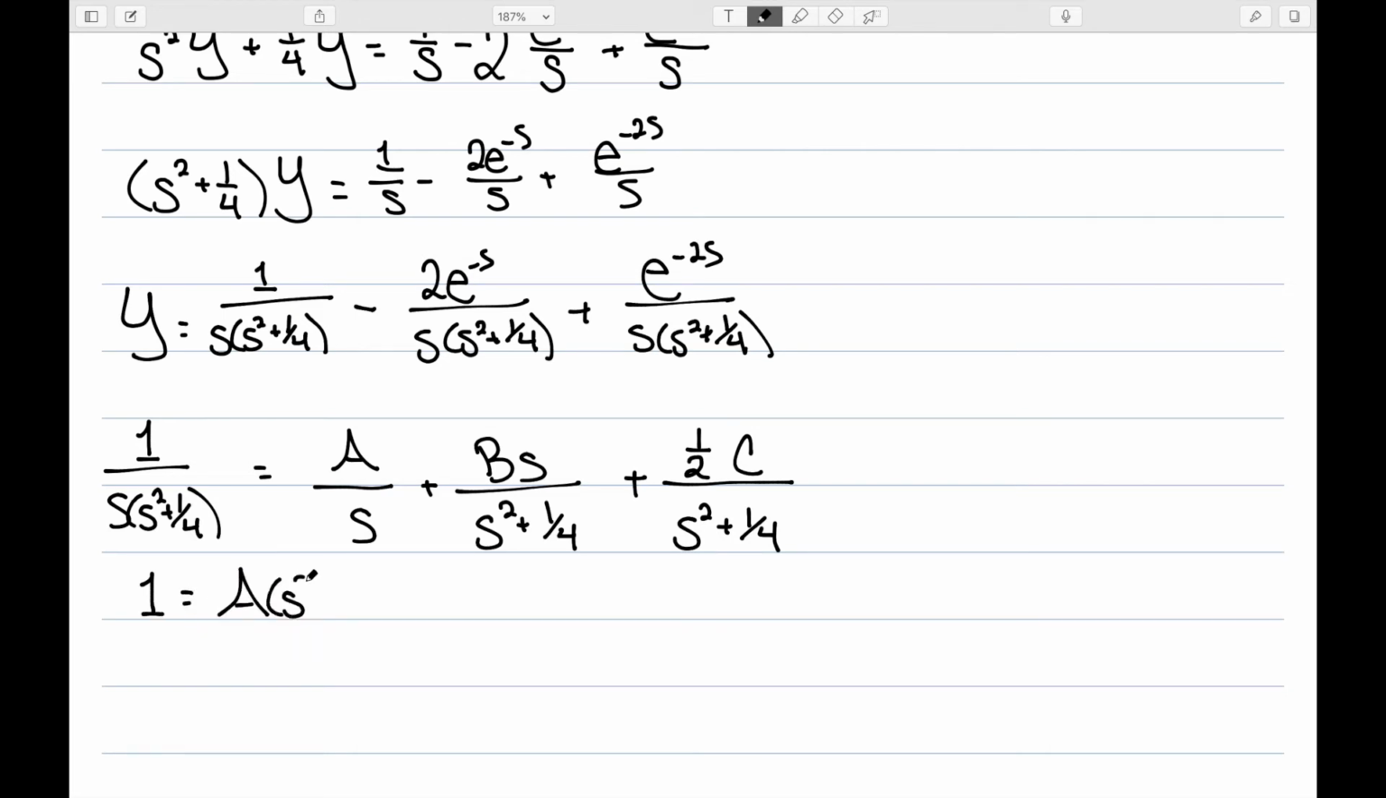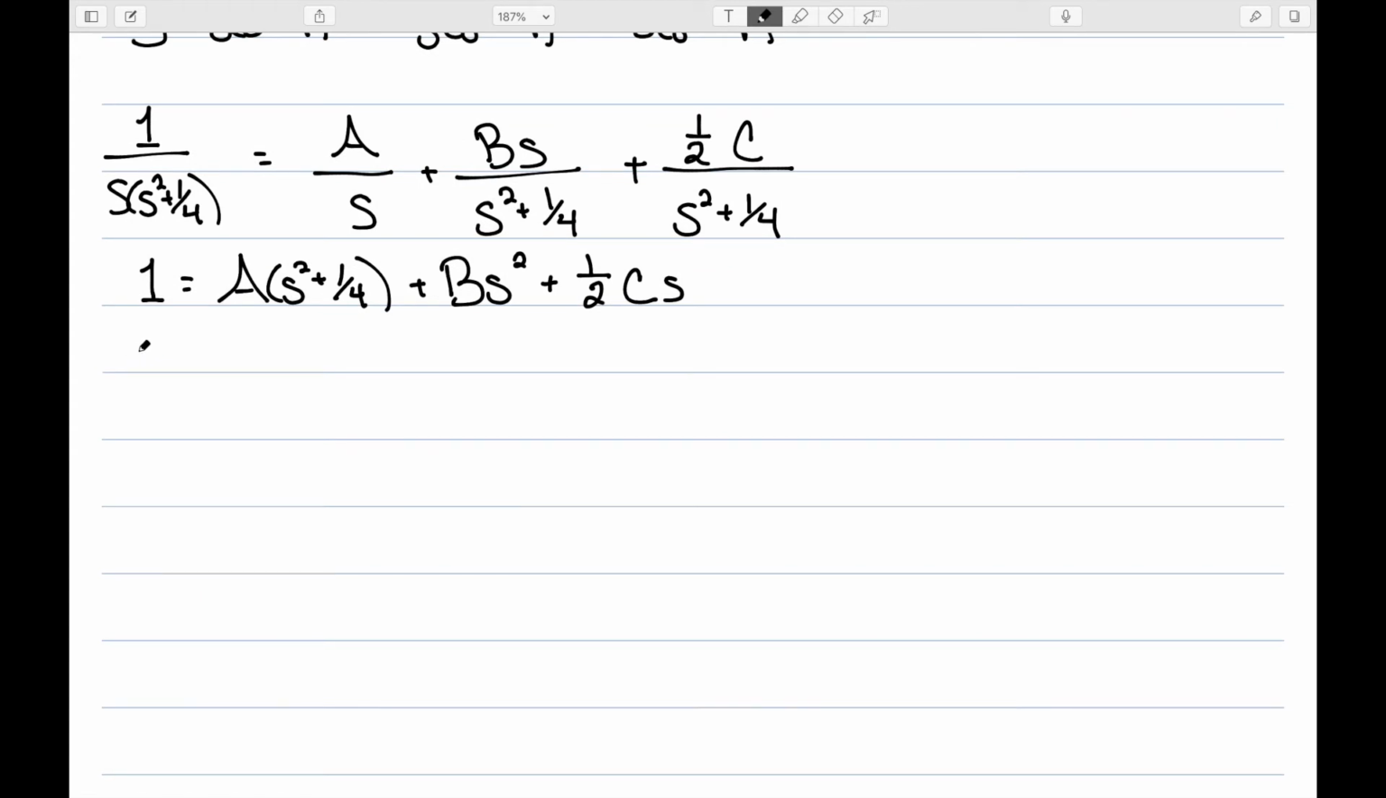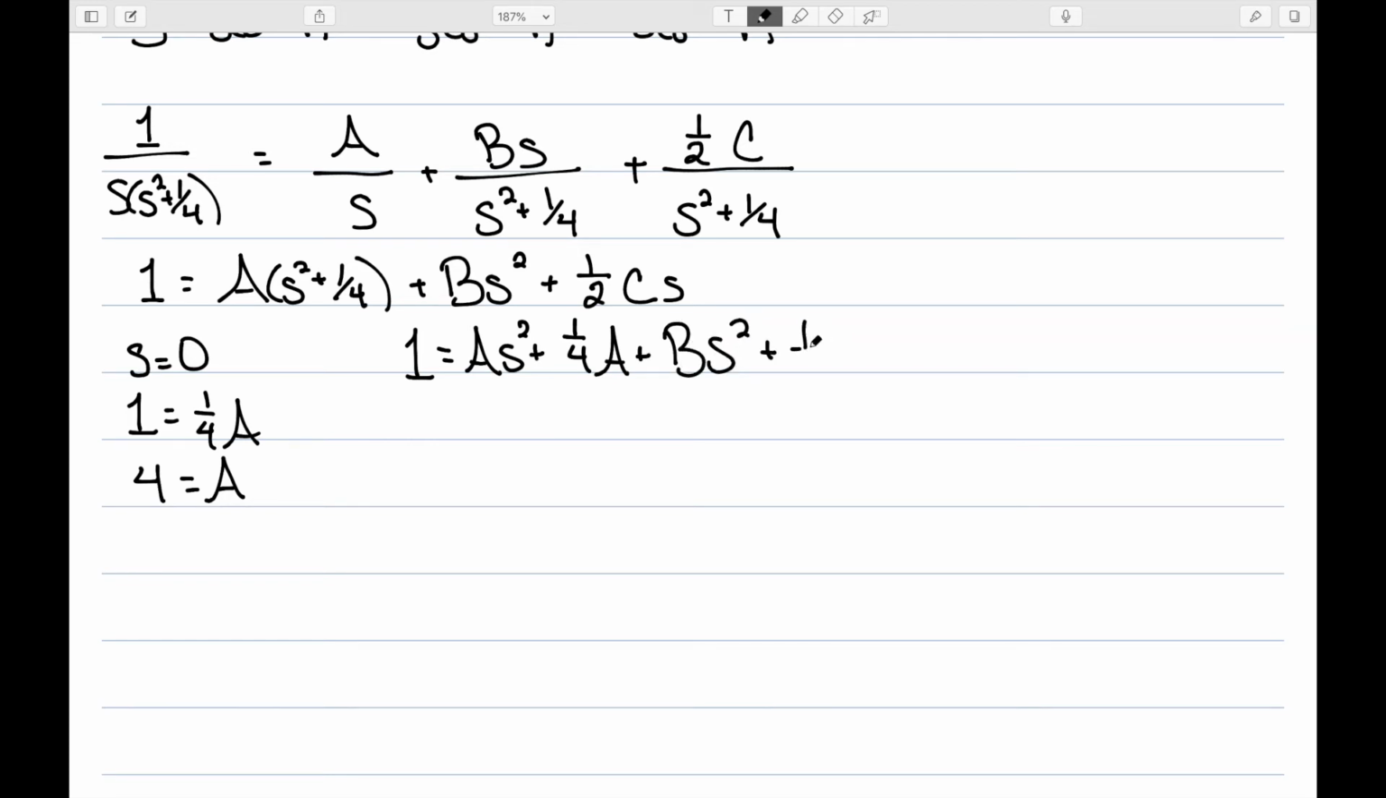is equal to A times s squared plus 1/4 plus Bs squared plus 1/2 Cs. I can then start by letting s be equal to 0. I would then have 1/4 A plus 0 plus 0, so 4 is equal to A. I'm going to go ahead and rewrite this as 1 equal to As squared plus 1/4 A plus Bs squared plus 1/2 Cs.